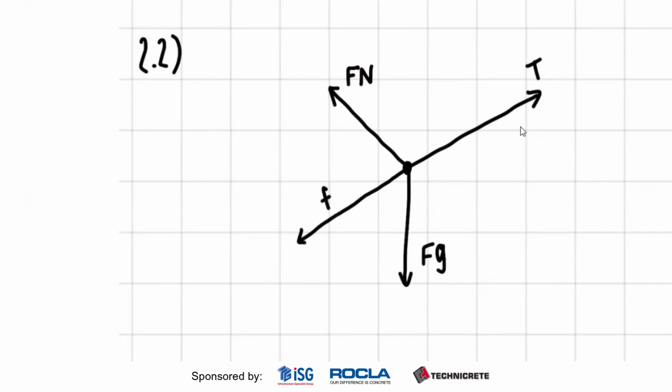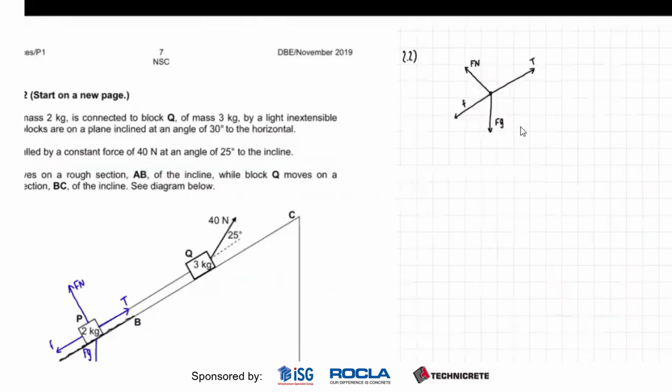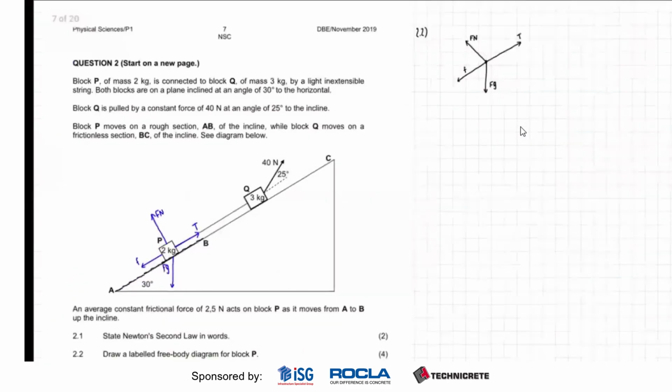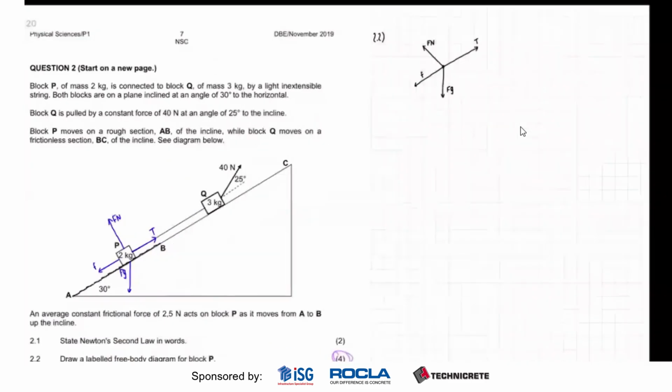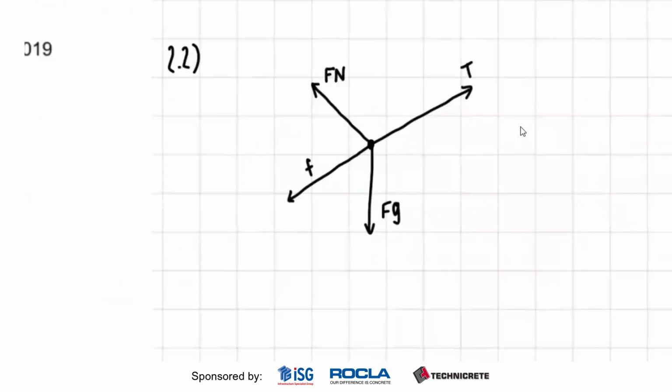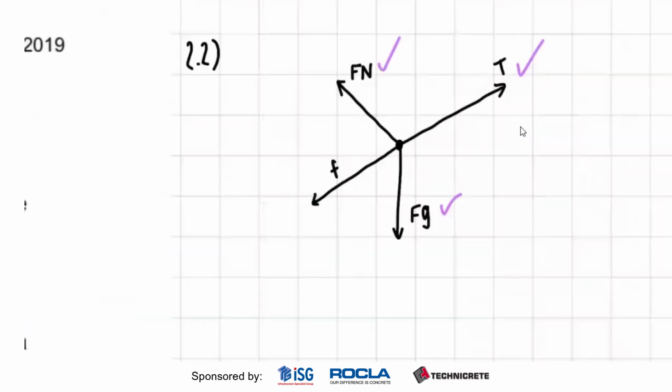Okay. For this question, this question is worth 4 marks, 4 nice, easy marks. You can see here, this looks pretty much the same as that, except we've got a dot. Okay. So this is worth 4 marks. So we get 1 mark for the force of gravity going down, 1 mark for the normal force at 90 degrees to the surface, 1 mark for the tension and 1 mark for the friction.